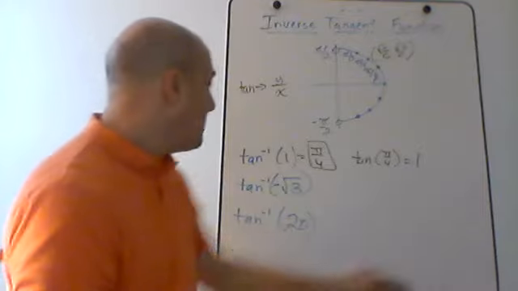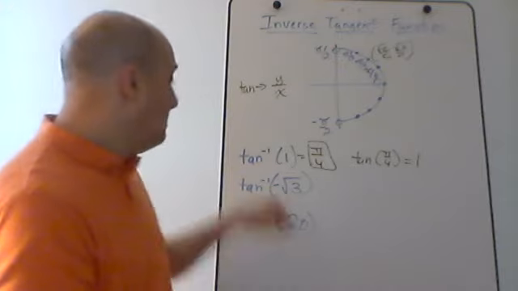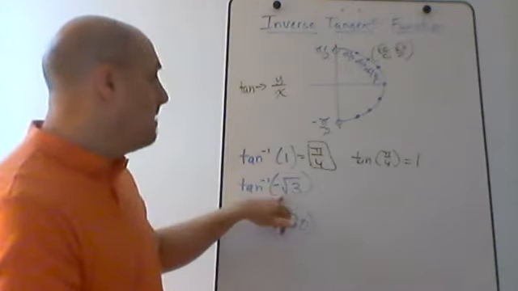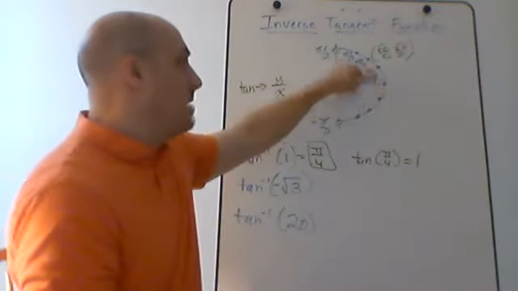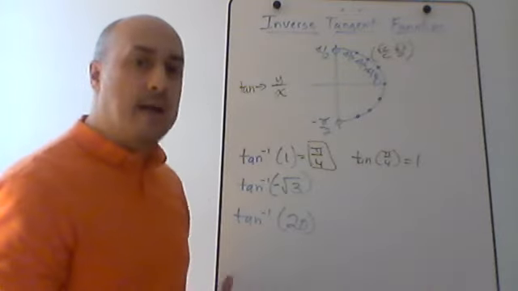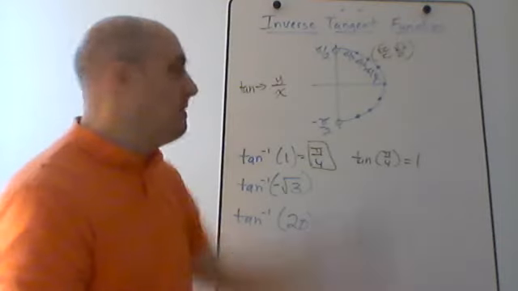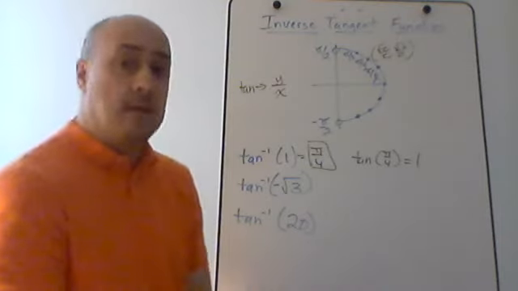Alright, next one. Tangent inverse of negative square root of 3. Alright, well, when I have this negative number in here, I know right away that it's not going to be one of those numbers from the first quadrant, right? Because in the first quadrant, all my x and y coordinates are positive. So if I do y over x for the numbers in the first quadrant, it's always going to come out to a positive result.